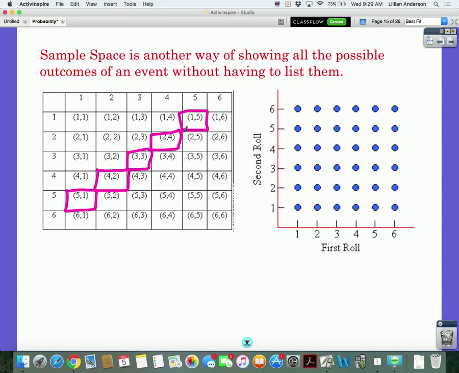Are there any other places where there's a sum of 6? No. So what is the probability of obtaining a score of 6? 5 out of 36.